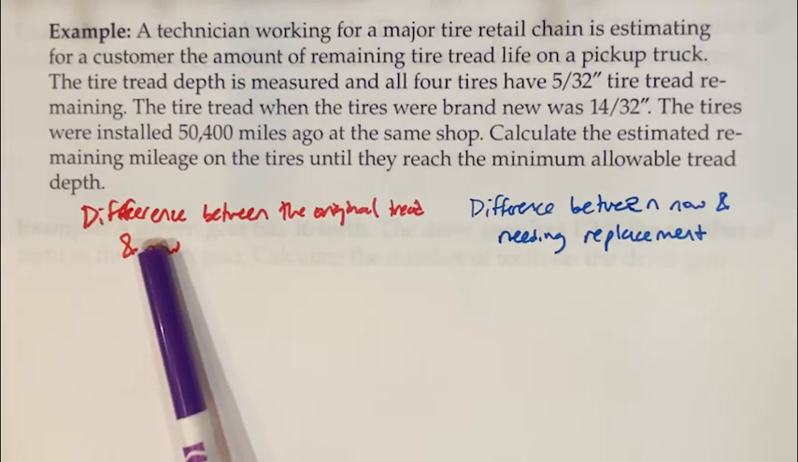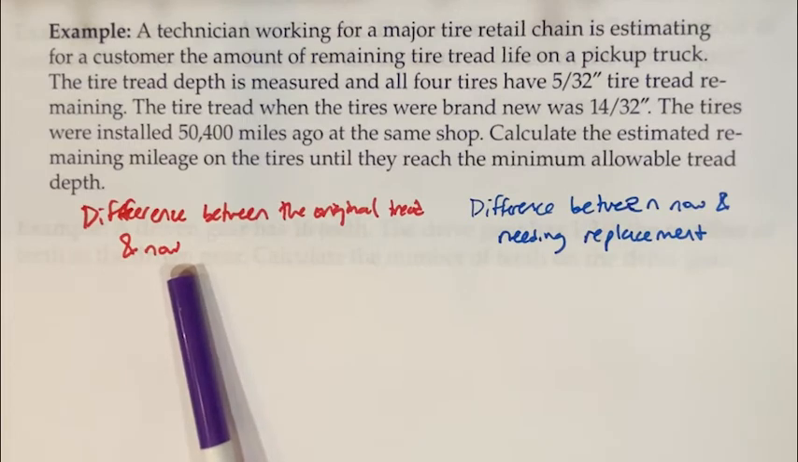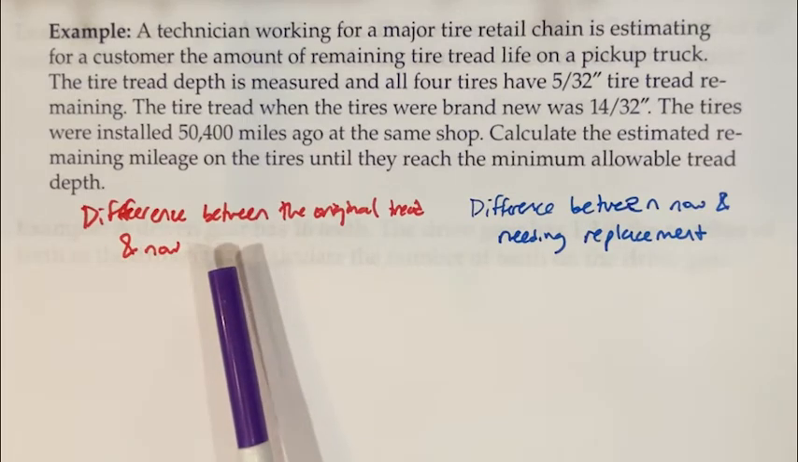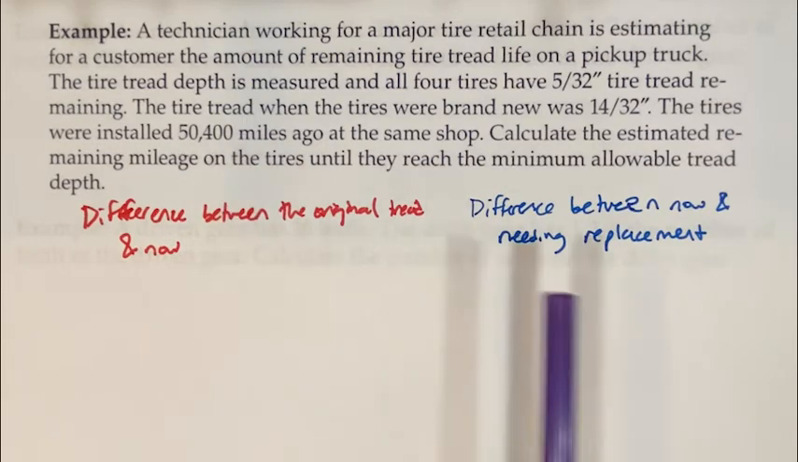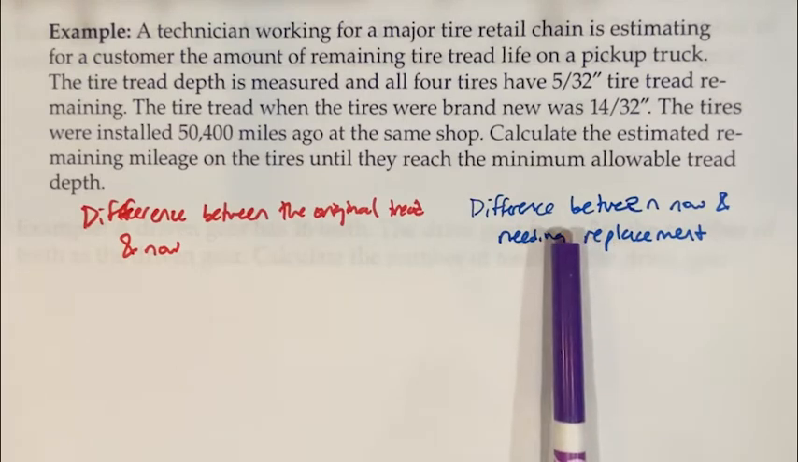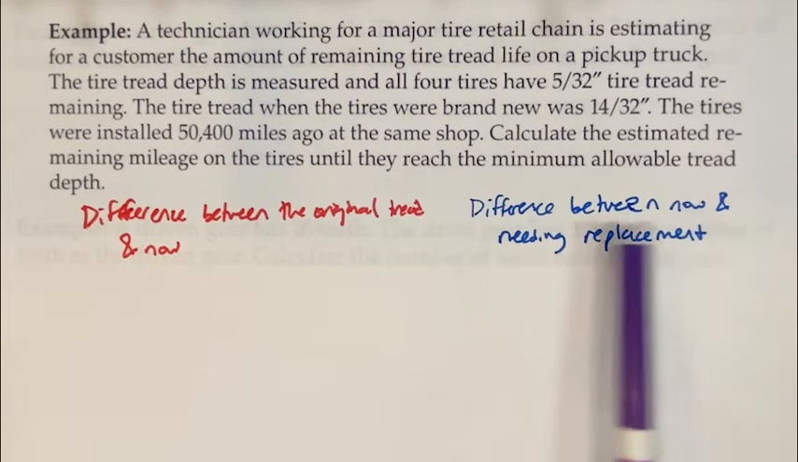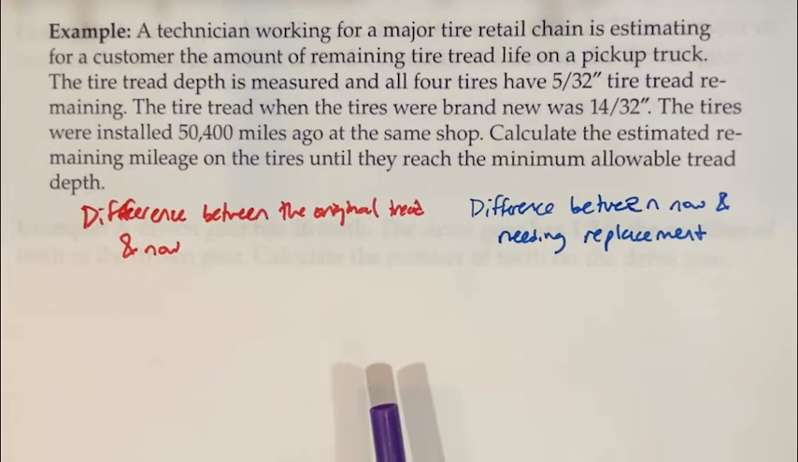First, we're going to find the difference between the original tread and now, and we're going to use that to calculate a rate of mileage. And then next, we're going to calculate the difference between the tread we have left now and when the tires will be needing replacement, and then use our rate we've calculated to make an estimate for that.